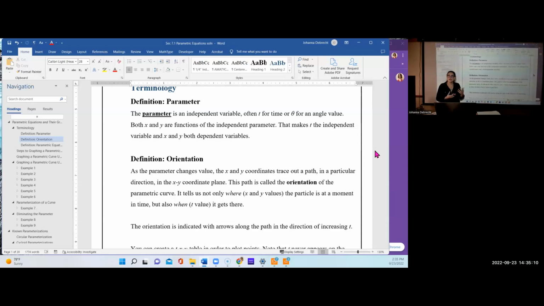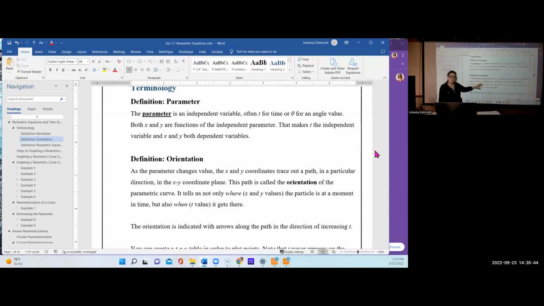So in a sense, it's sort of like a dummy variable that helps us determine when it reaches a certain position, but it doesn't show up in the actual position. So when we talk about the orientation of a parametric equation, we have to realize that as the parameter changes value, as t or theta vary between some values over some interval, then the x and the y coordinates, or if we're in 3 dimensions, x, y, z, will trace out a path in a particular direction.